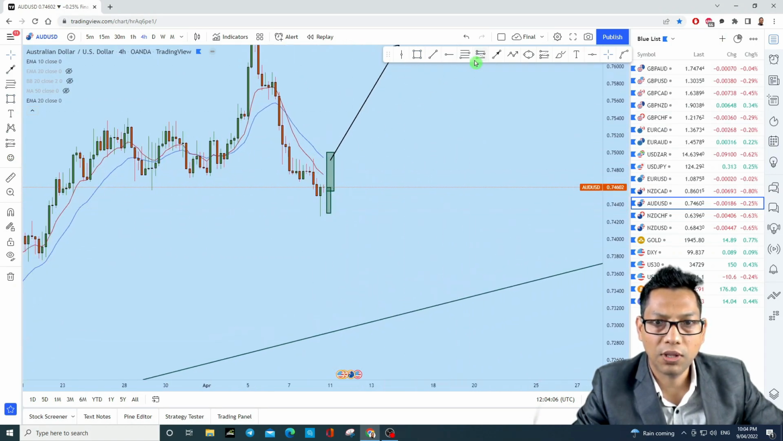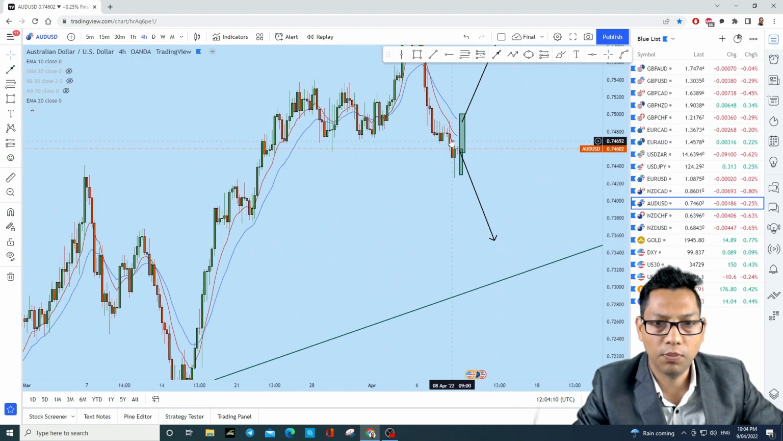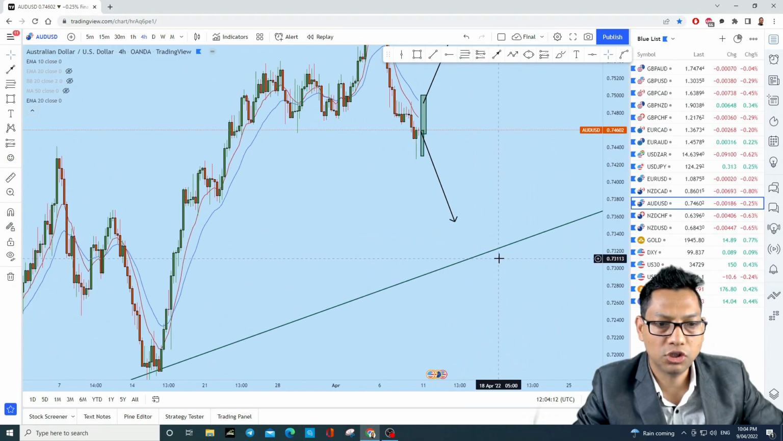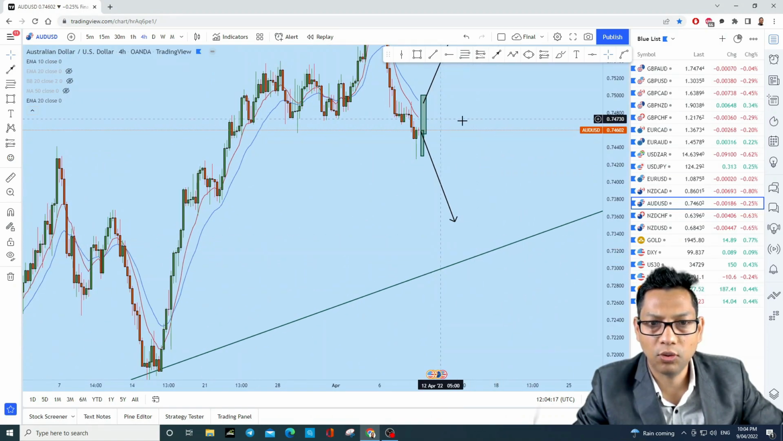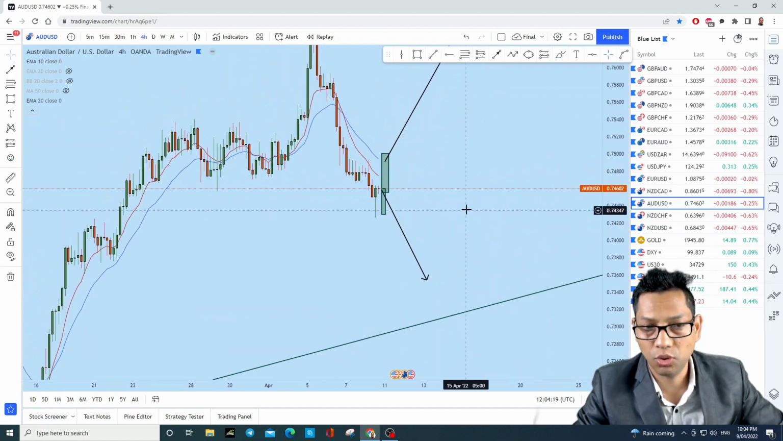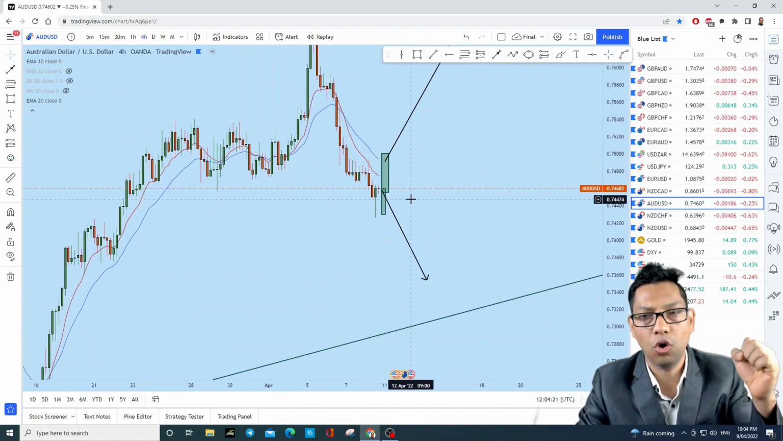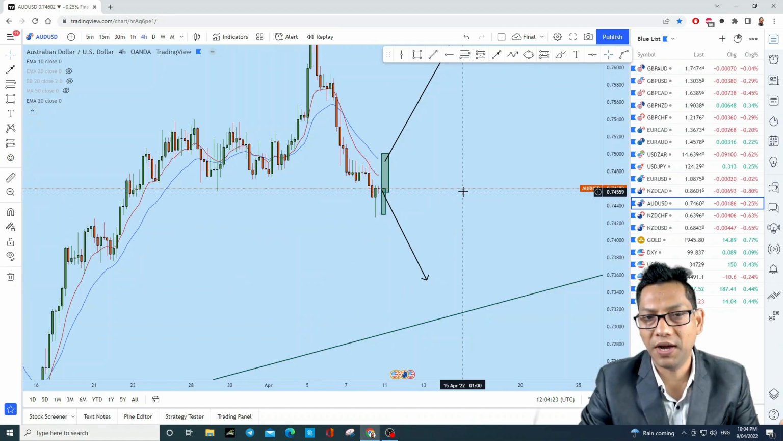So based on how the price action is forming, in that case, from this zone or from below this zone, I will be looking to short Aussie dollar, keeping at least a target around this zone and with a high risk to reward ratio. So this is the situation with Aussie dollar, but it is still not clear which way it is moving.